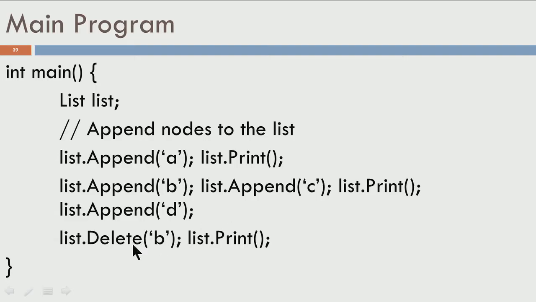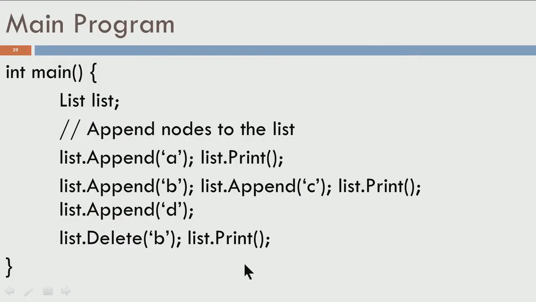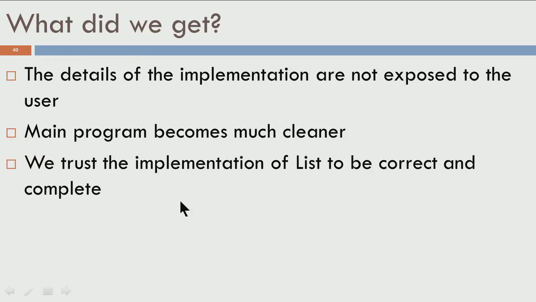I leave it to the designer of the class, and for this delete of B, if there is a function defined by the name delete, I will assume that that gets done, and list.print I will expect it to print A, C and D. So, what did we get? The details of the implementation of append, delete and creation of the list and so on are not exposed to the user of the class. The main program became much cleaner. See, this is much cleaner than making function calls to append and checking whether this is the first and second and so on. We did not do any of that.